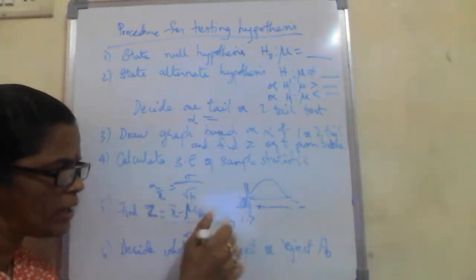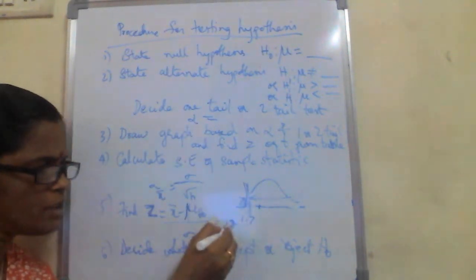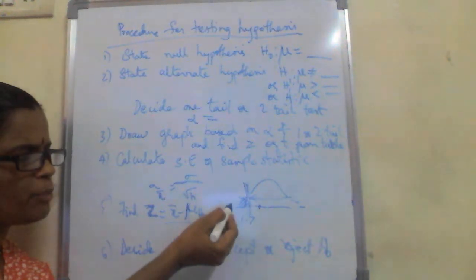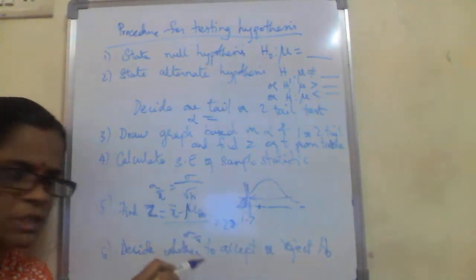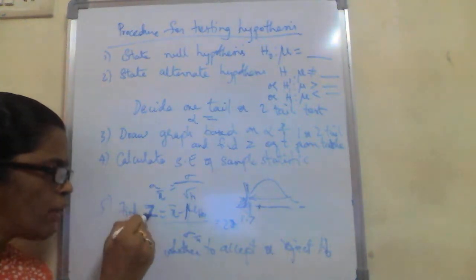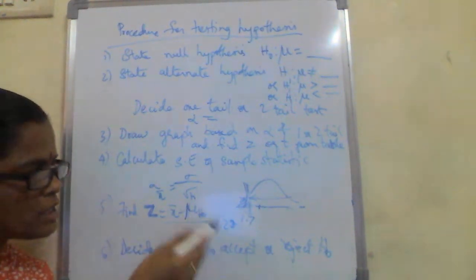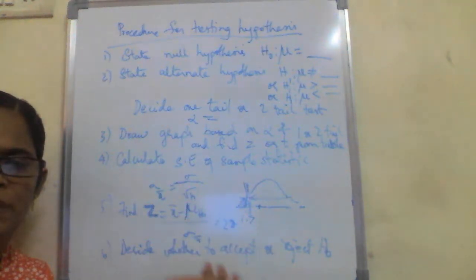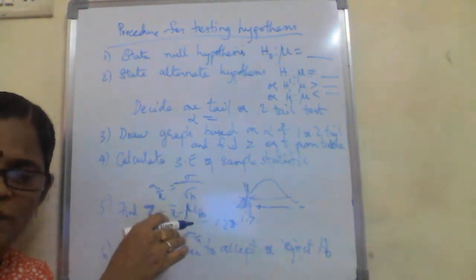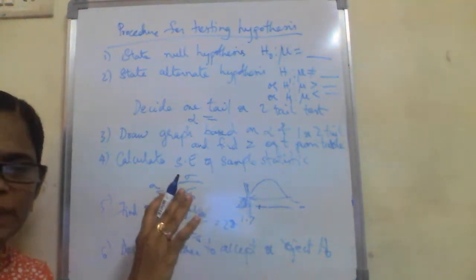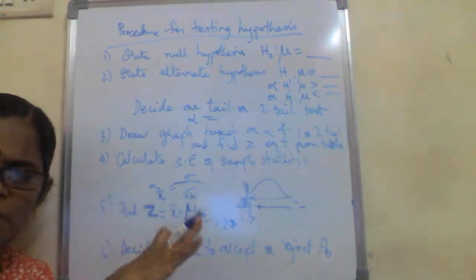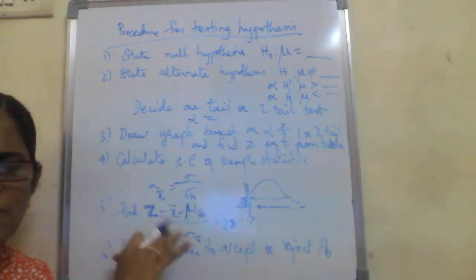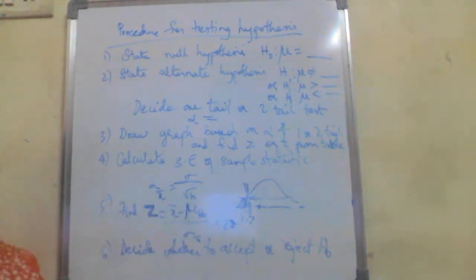Suppose I got this value as 2.7. It is greater than 1.7, so it falls in the rejection region. So you reject. Whatever Z value you find, if it is in the rejection region, you reject the null hypothesis. If it falls in the acceptance region, then you accept the null hypothesis. So that is our final decision. These 6 steps are very, very important. Based upon this only you will do the problem.